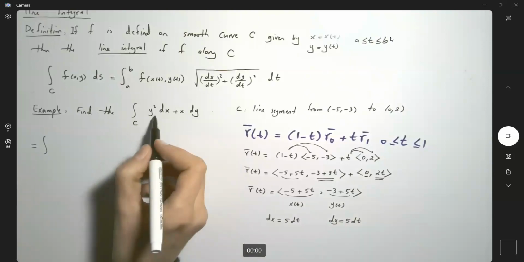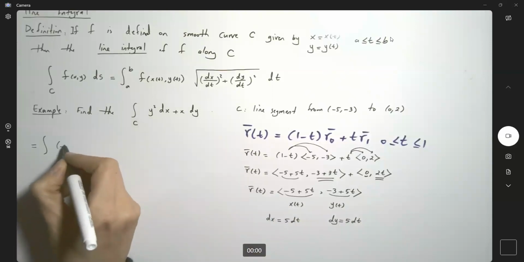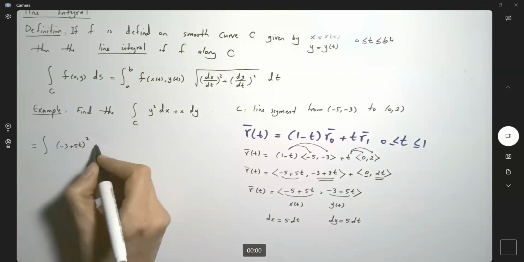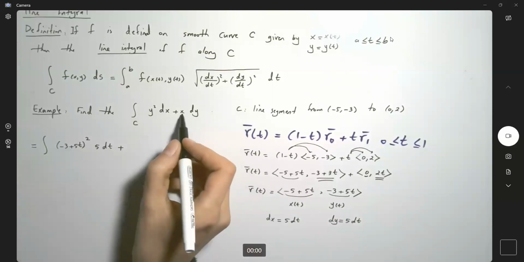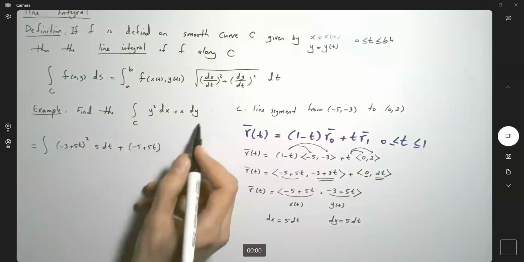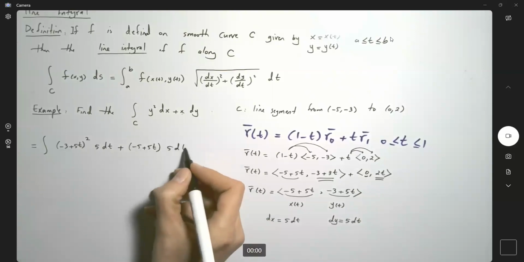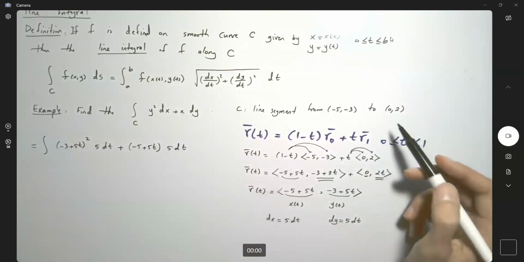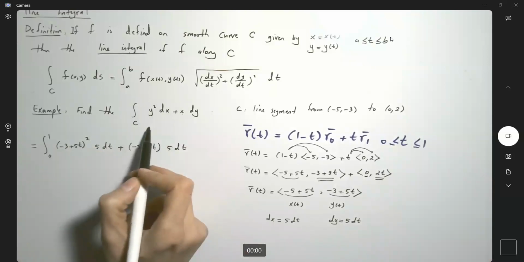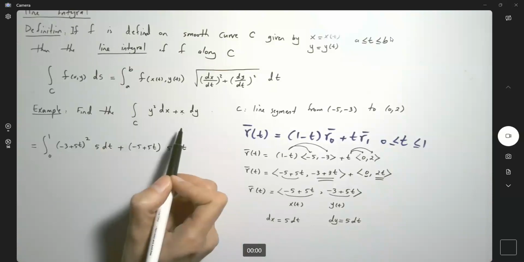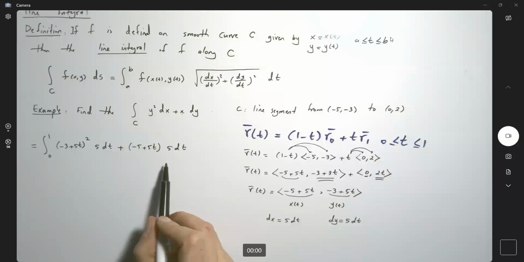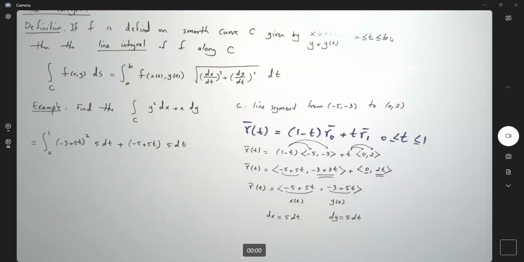Very good. y squared, -3 plus 5t to the second, dx, which is 5 dt, plus x, which is -5 plus 5t, and dy, which is 5 dt. And as you know, t is bounded between 0 and 1. So our integral, which was written in x and y, is now all converted into t. We can easily find this integral.